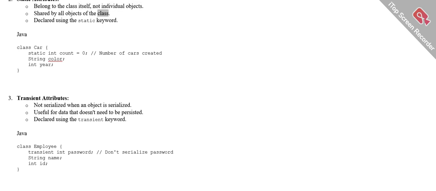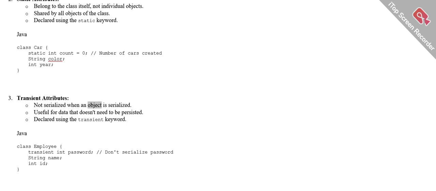Static attributes belong to the class itself, not individual objects. Shared by all objects of the class. Declared using the static keyword. Java. Class Car. Static int count = 0, // number of cars created. String color. Int year.